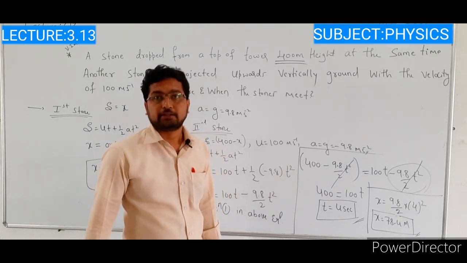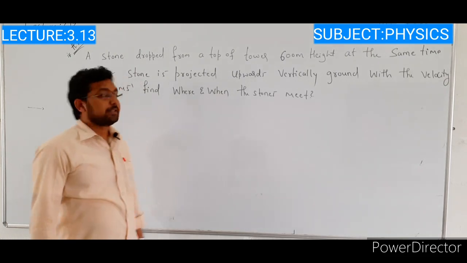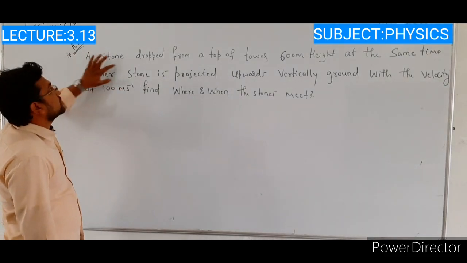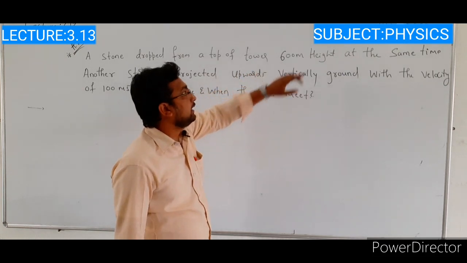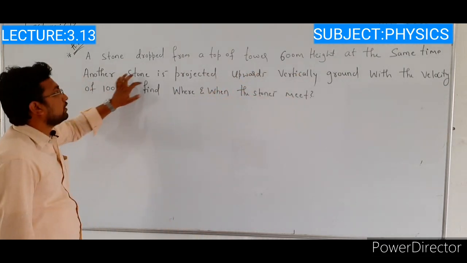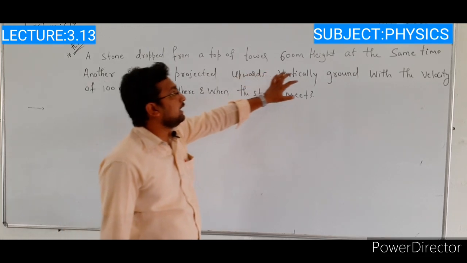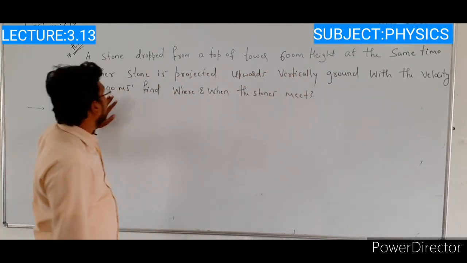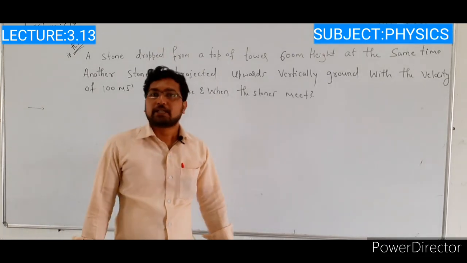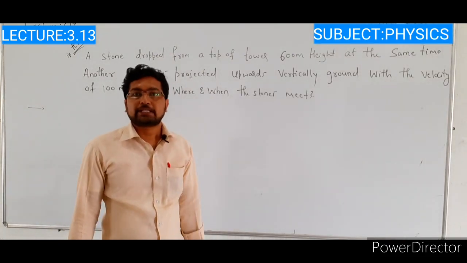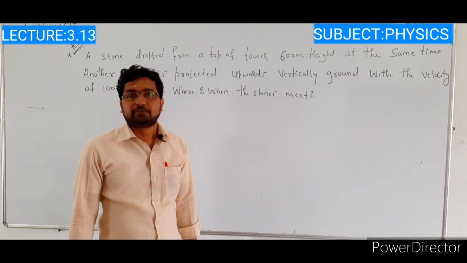It is very important. Okay, see here, the homework problem. A stone is dropped from the top of a tower 600 meter height. At the same time, another stone is projected vertically upwards from the ground with a velocity of 100 meter per second. Find where and when both the stones meet. So it is similar to the previous problem. Try yourself. Thank you.